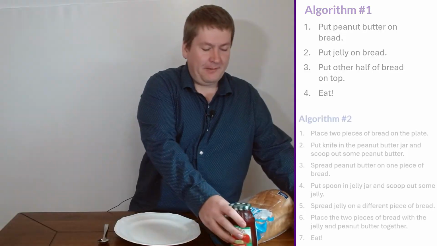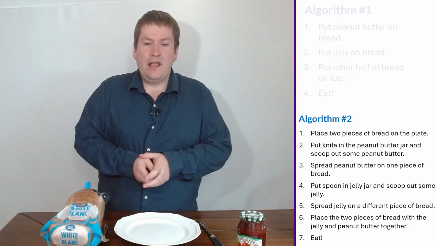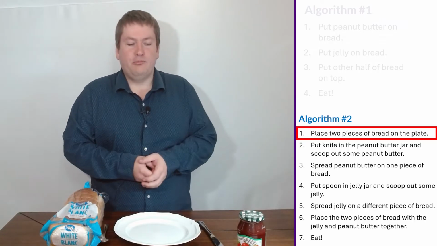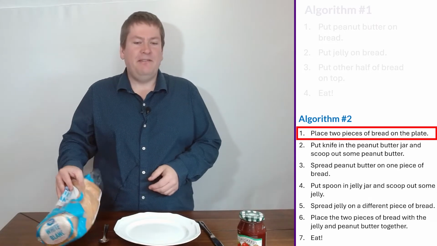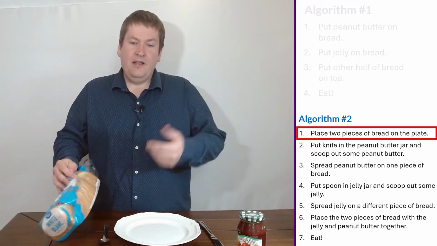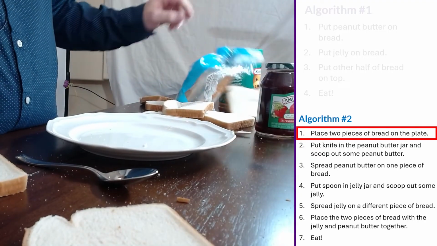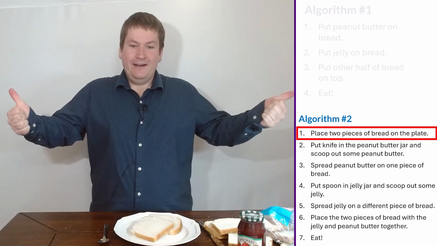So with what we have remaining of our bread, let's try algorithm number 2. The first step in algorithm number 2 is place 2 pieces of bread on the plate. But even that is a little bit vague. I mean, we have some bread, but how are we going to get it out? It just says put them on the plate. So maybe we just rip it open. And here's a piece of bread. There's a piece of bread. They're on the plate. Good.